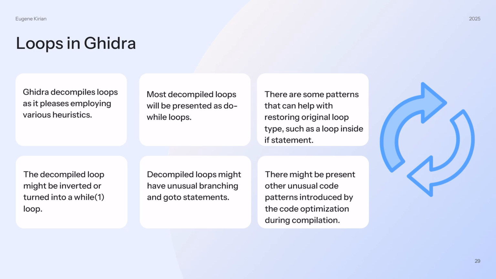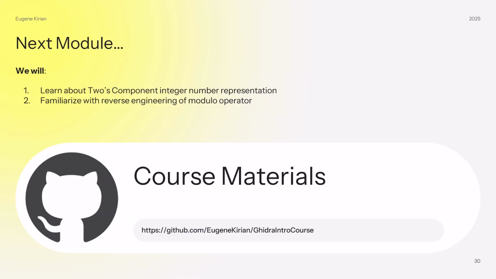Additionally, decompiled loops might feature unusual branching and goto statements, which can make them harder to understand. And to make matters more complex, code optimization during compilation can introduce other unusual code patterns. As a reverse engineer, it is essential to be aware of these possibilities and develop your skills to analyze and interpret decompiled loops effectively. This brings us to the end of this module.